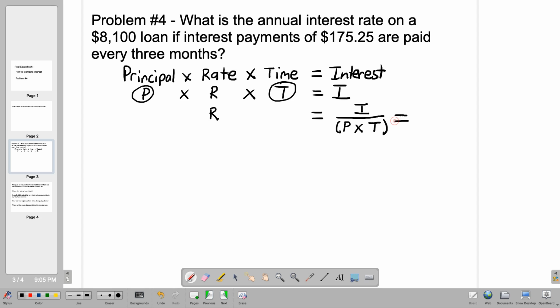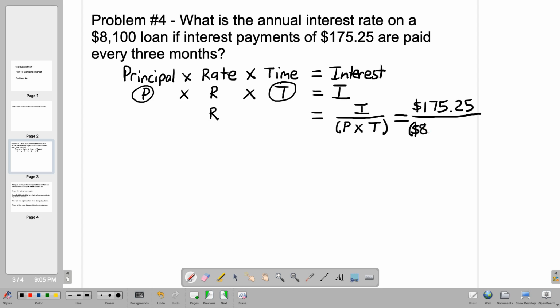And so we go up to the word problem and look at what is given. The interest payments would be a value of $175.25, so we'll go ahead and plug that in for I. In the denominator, we have the value P. P represents the principal, and we look up in the word problem, the principal amount is $8,100. So we'll go ahead and plug that value in.